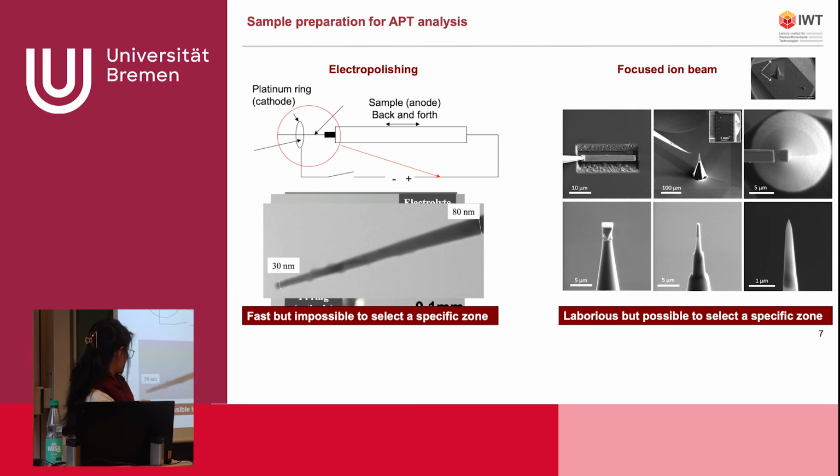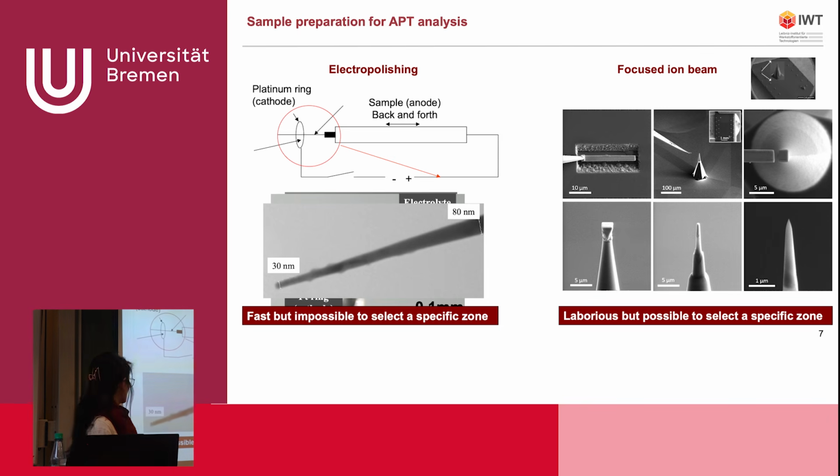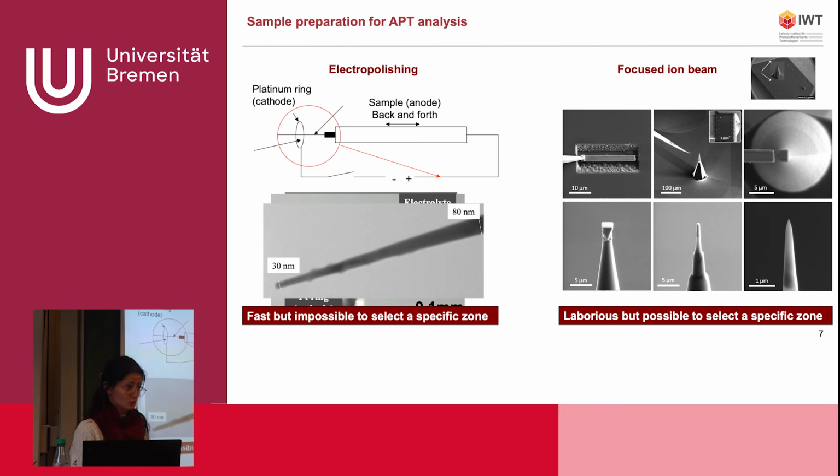This way of producing samples is fast, but we cannot really know at which feature or where we are in the sample. We just electropolish it randomly and then we see what is inside. If we want to have control on the zone that we want to analyze, then we need to use a focused ion beam. This is what we use here typically.